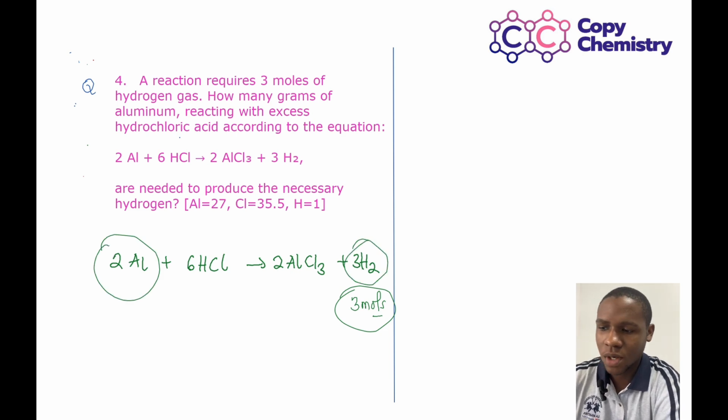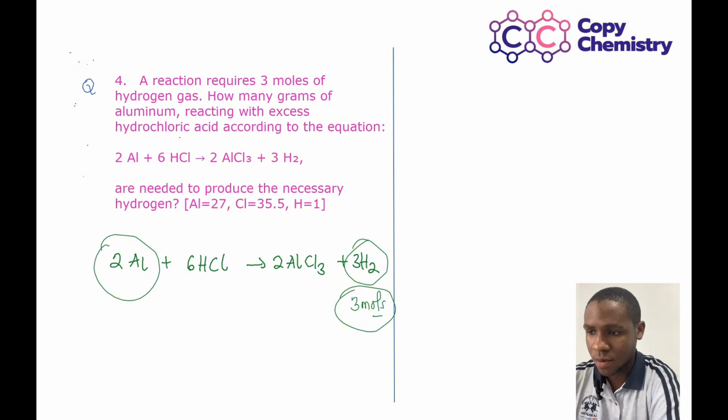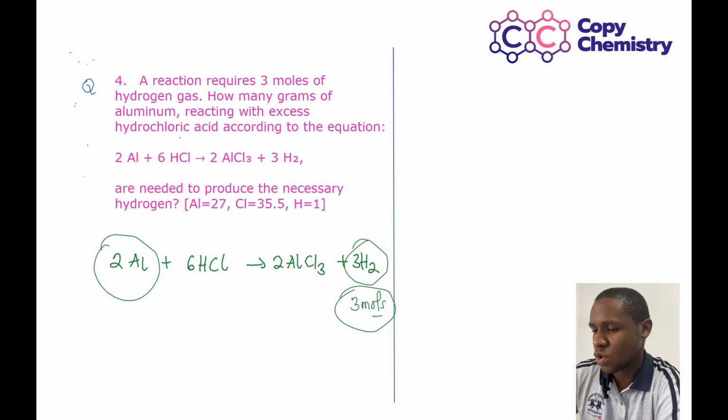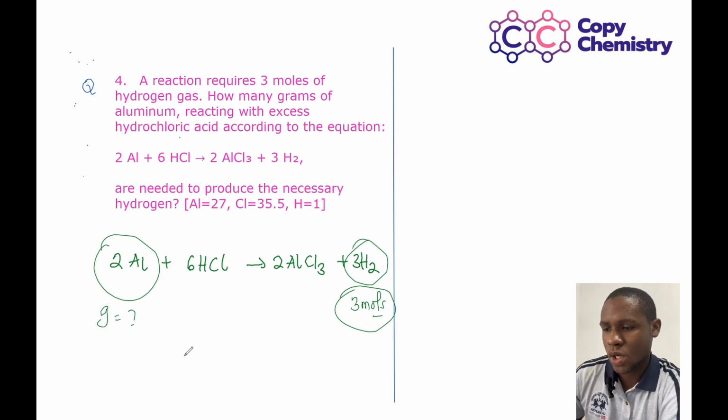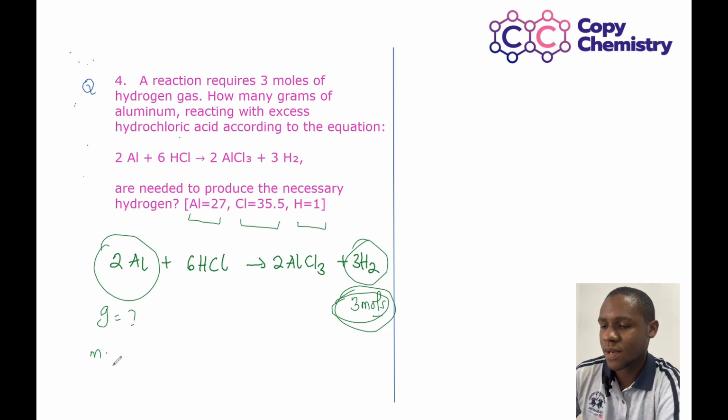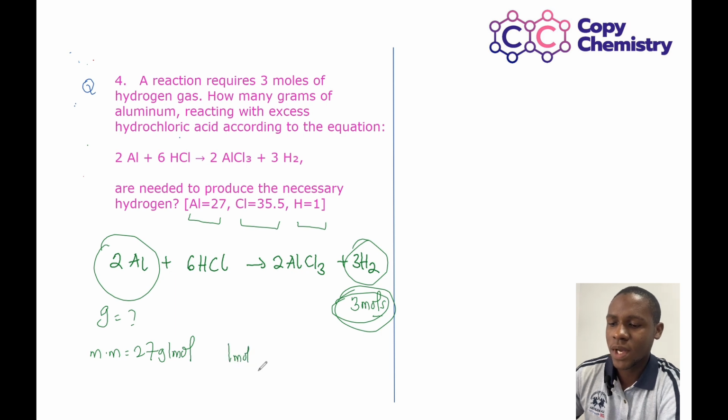Now, what other information do we have here? We're looking for the grams of aluminium. Okay, so we don't know this one, but we know that this is 3 moles at the end of the day. Alright, we're also given the molar masses. That's what you have here. These are the molar masses. For aluminium, the molar mass is 27 grams per mole. So that would mean that 1 mole of aluminium weighs 27 grams. Yes, that's what it means.